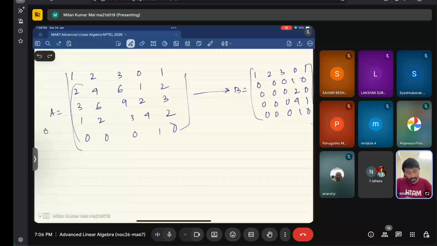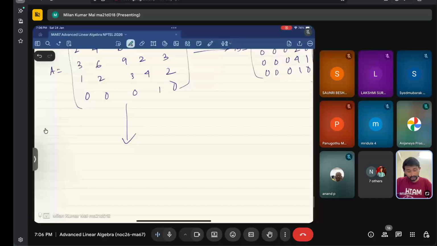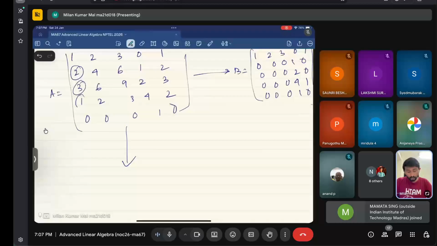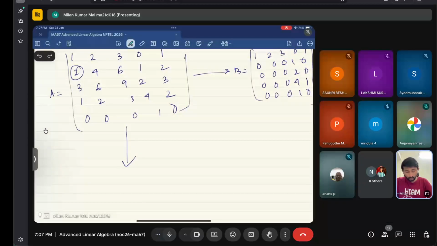So how will one get that? Let's do this process. What is the usual way? If I want to make these entries 0, we have to do R2 dash equals R2 minus 2R1, R3 dash equals R3 minus 3R1, and R4 dash equals R4 minus R1.